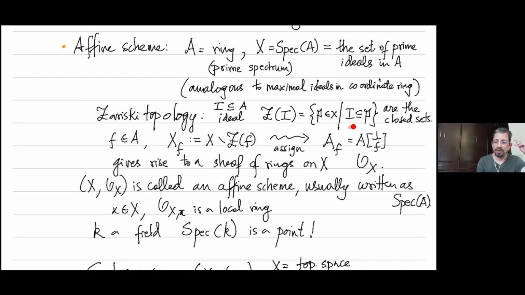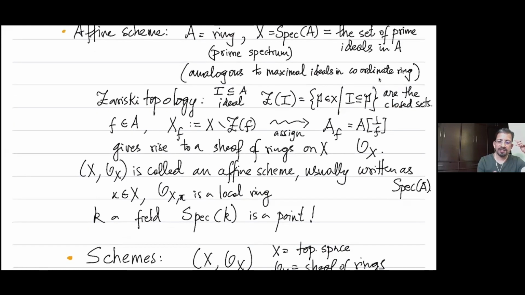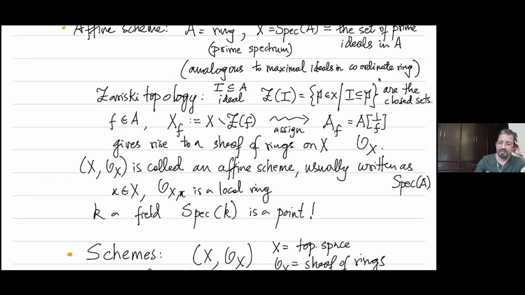So now I would look at all prime ideals. And I'll declare those to be the closed sets. This defines the Zariski topology on my spectrum, the prime spectrum. So certain collections of primes are closed sets. It's hard to get used to this if you are seeing it for the first time. So just pretend that this will be very analogous to the basic objects in algebraic geometry, like algebraic varieties, algebraic sets, quasi-affine, projective, all those things.